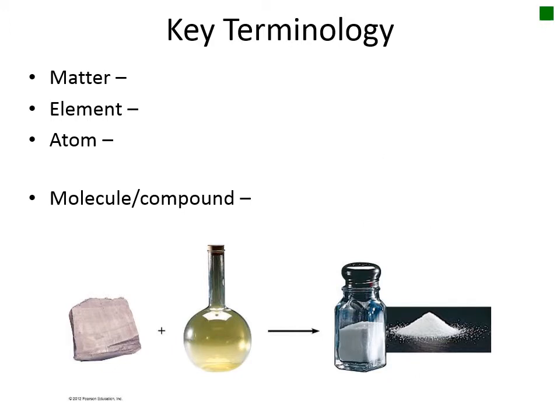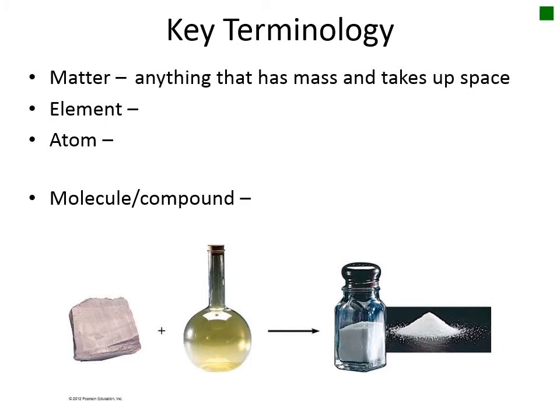As we begin with our study of the chemistry of life, we will start with a few key terms. The term matter refers to anything that has mass and takes up space. In other words, it is all the stuff that the universe is made of, including everything you interact with, from the food you eat to the air you breathe or the water you drink. These are all examples of matter.